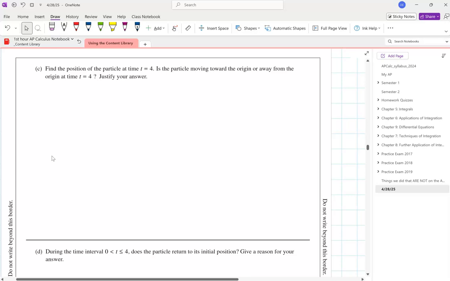Part C says, find the position of the particle at time t equals 4. Is the particle moving toward the origin or away from the origin at 4? Justify your answer. My opinion, I thought that this was the most difficult question on this entire practice, or certainly the most difficult of the free response questions.